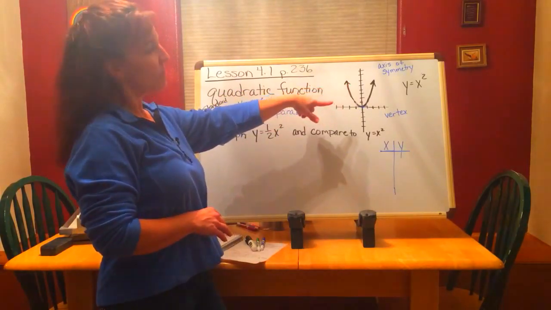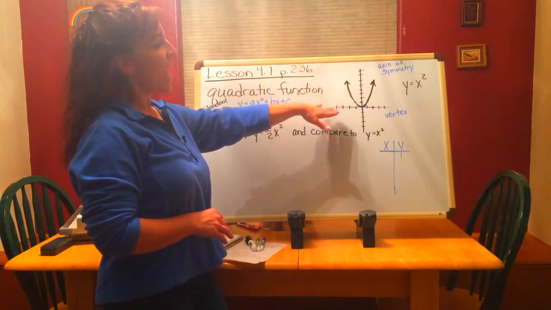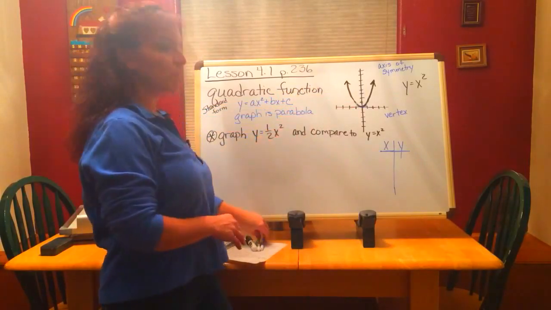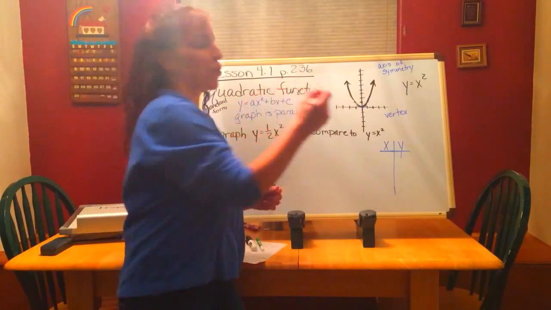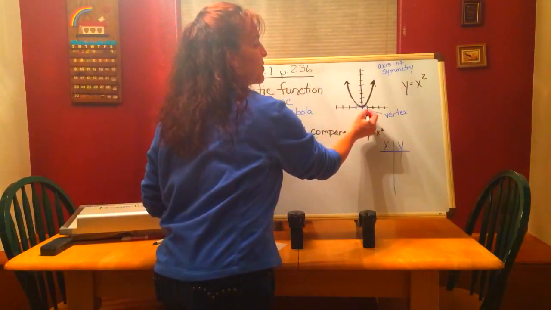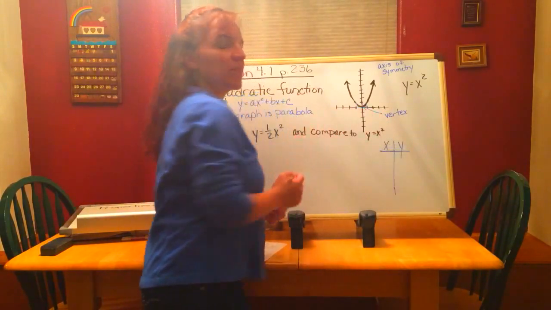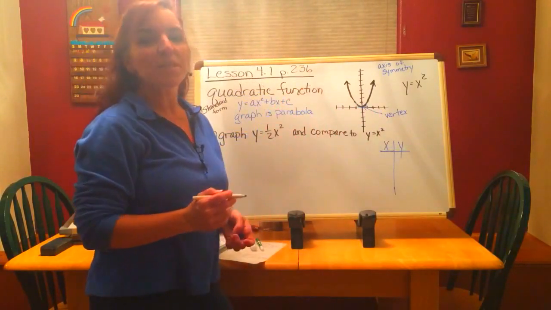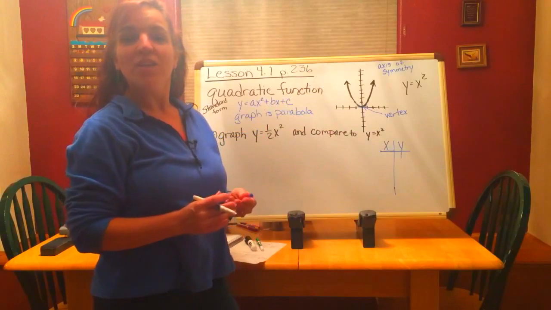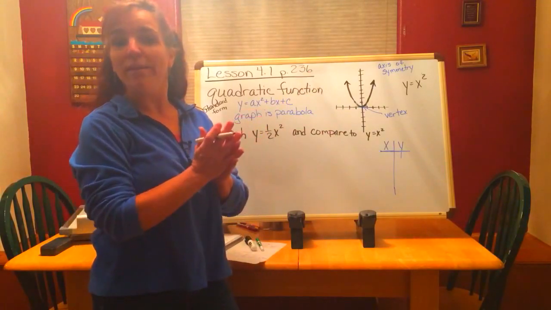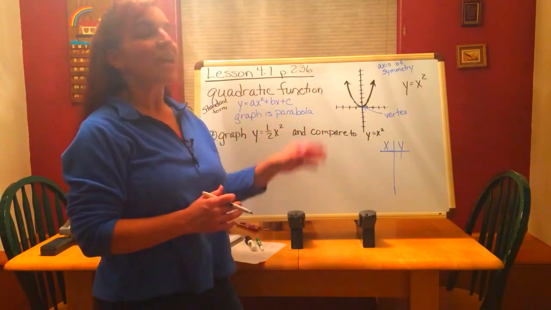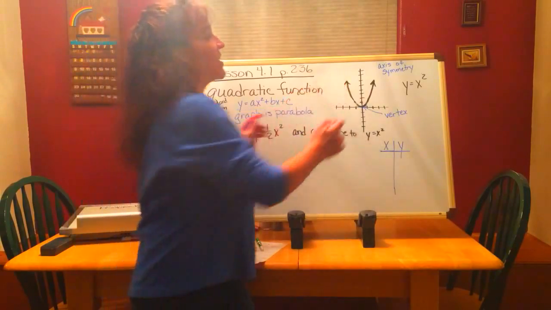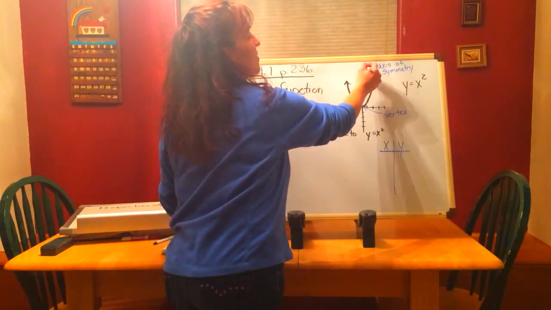A parabola has a vertex, which is simply the place where it turns, going from down to up. So in this case, it's the origin. And the axis of symmetry: a parabola is symmetrical, so the axis of symmetry is where you can fold it in half, and the two halves would match. In this case, the axis of symmetry is the y-axis.